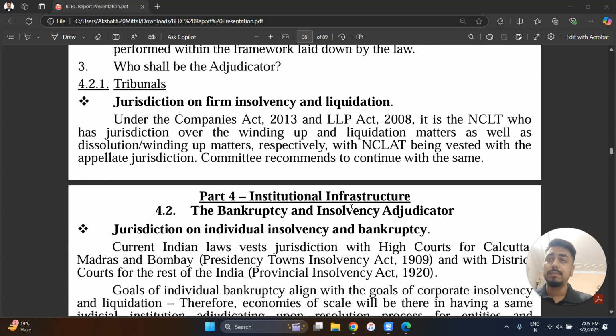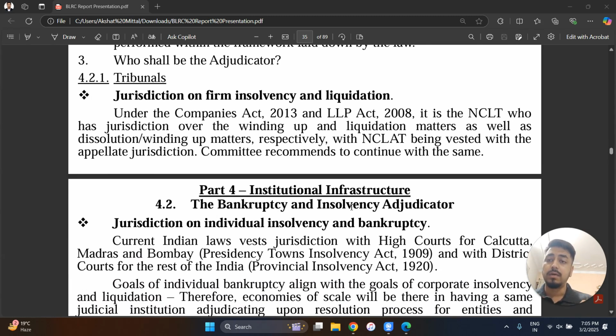Now, this committee has proposed to segregate the adjudicating authorities for companies and for individuals and partnership firms. Now, why is that? When we talk about firm insolvency or firm liquidation, the committee has observed that under the Companies Act 2013 as well as the Limited Liability Partnership Act 2008, whenever there is a winding up or liquidation proceeding, matters are handled by the NCLT, and the NCLAT is the appellate authority to the NCLT. So this committee recommends that under the IBC, the process should be the same. The NCLT should be tasked with the applications for the insolvency resolution proceedings of the company, and also for liquidation purposes.